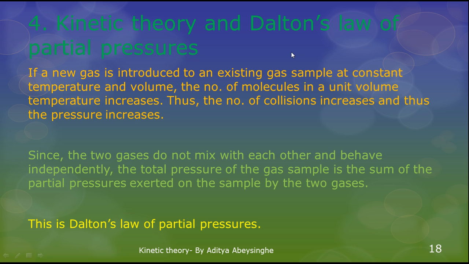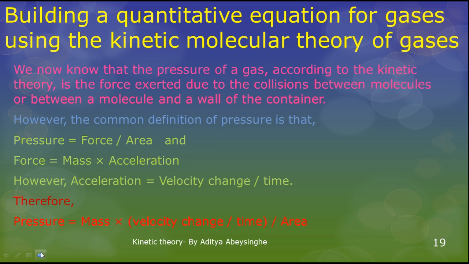When these two gases do not mix with each other and they behave independently, the total pressure of the gas sample is the sum of the partial pressures exerted on the sample by the two gases. So if you take two gas samples, you have some pressure from the first gas and some other pressure from the second gas. So it's obvious that the total pressure should be the summation of these partial pressures. So that is about Dalton's law of partial pressures, and that is the explanation of the gas laws using the kinetic molecular theory of gases.